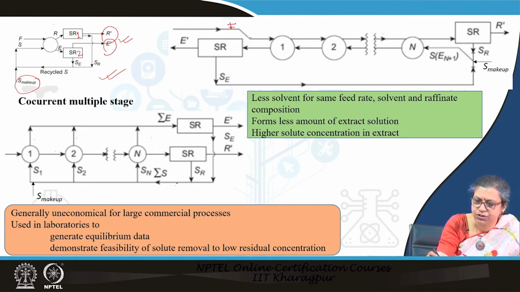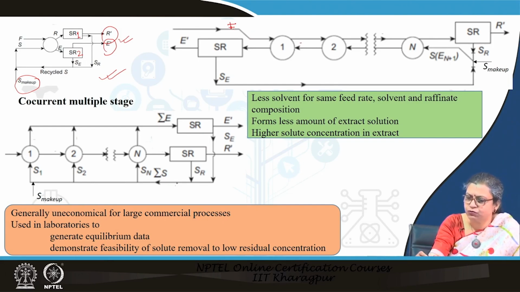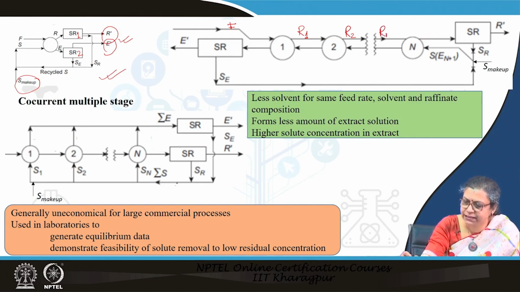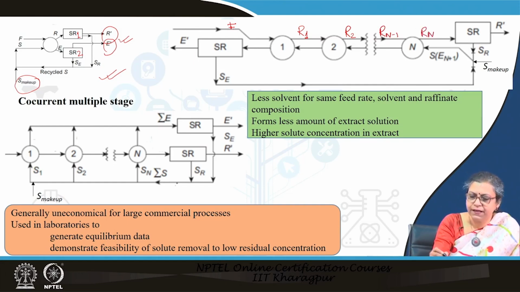The feed which is introduced here, normally since we refer to the output as the raffinate, we denote the outputs with the stage from where it has come out. For example, the raffinate from stage 1 is subscripted as R1, the raffinate from stage 2 is subscripted as R2. In the same way, the raffinate from stage n minus 1 which enters n is subscripted as Rn minus 1 and this is subscripted as Rn. In the same way, quite often the feed is denoted as R0, or R subscripted as 0, as if it is coming from the 0th tray.